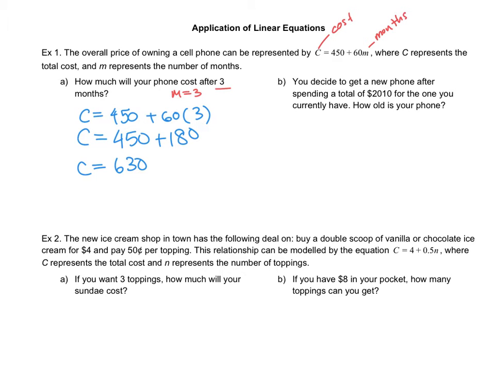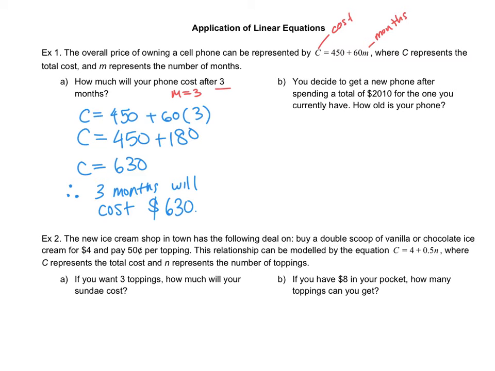Now this is going to represent the total cost for 3 months. And because this is a word problem, we are going to write our therefore statement. Therefore, 3 months will cost $630.